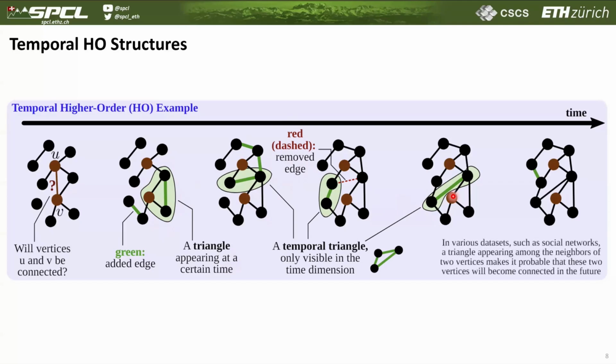That's what we are doing in the first part of the pipeline. We mine for these patterns as well. And basically, all these types of higher order structures, and including the temporal ones, basically will help us to make more powerful predictions. For example, in social networks, a triangle appearing among the neighbors of two vertices makes it probable that these two vertices will become connected in the future. So we will consider all these things in the predictions.